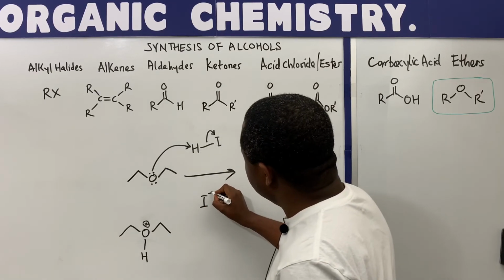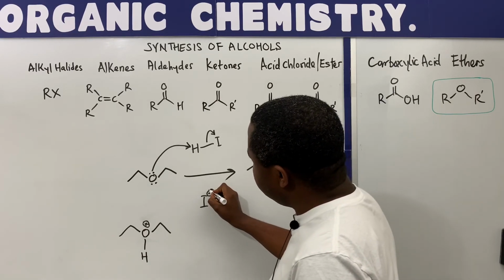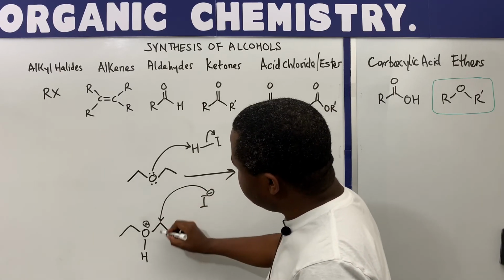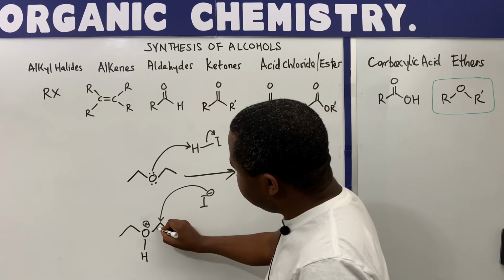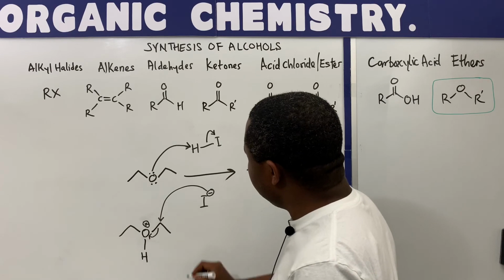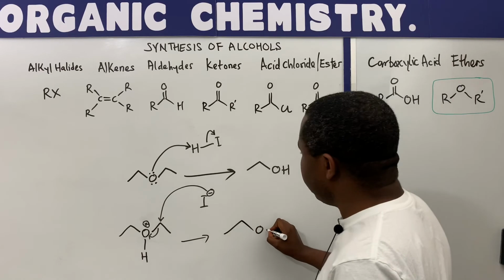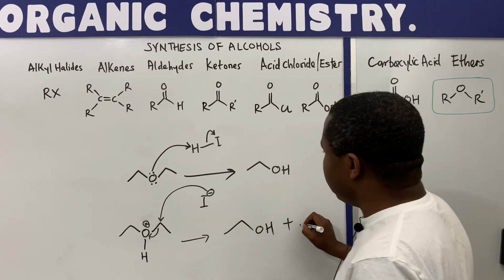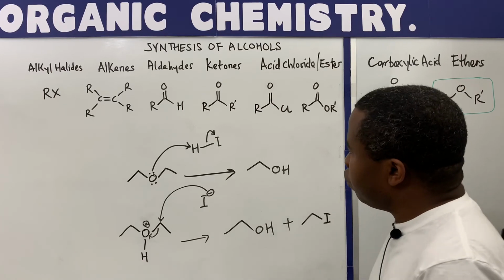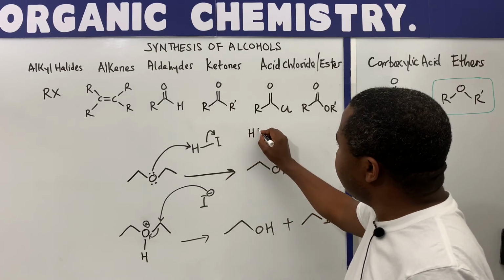And we have the iodide ion in solution, which is a strong nucleophile. So this iodide ion can attack this in an SN2 reaction. It can attack this carbon, and then the electron here can go on the oxygen atom, so that we have the products. We have the product ethanol plus ethyl iodide. So for this reaction to happen, we'll need a strong acid like hydrogen iodide.